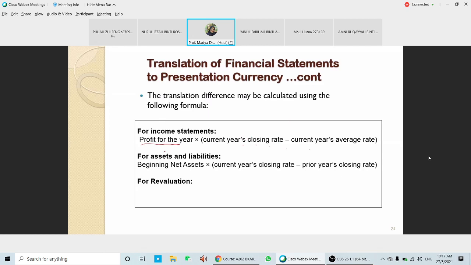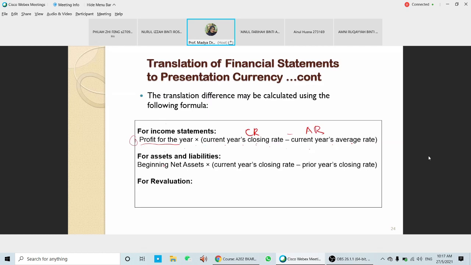So for the profit for the year, when we prepare the income statement, we are using the current year average rate. But the closing rate needs to use the current closing rate. So the difference exists here because the closing rate is going to be minus this average rate. This one is for the income statement item, where we focus on the profit.